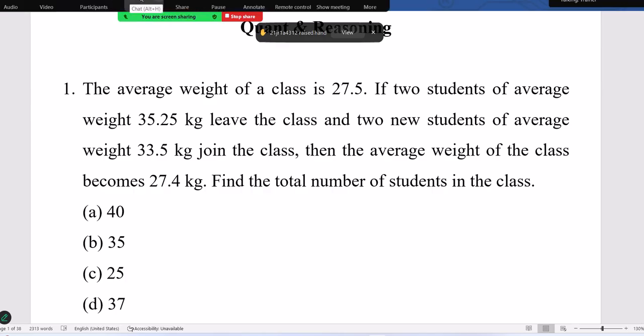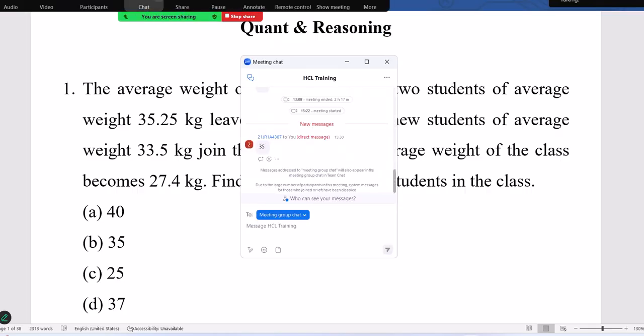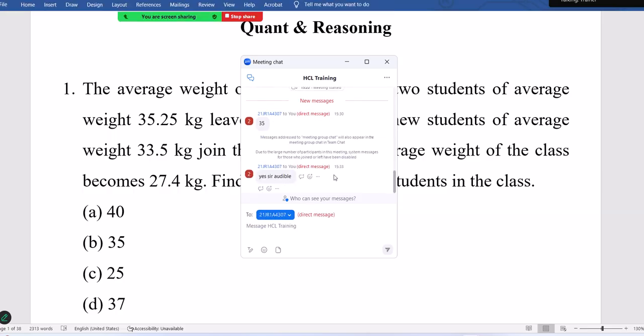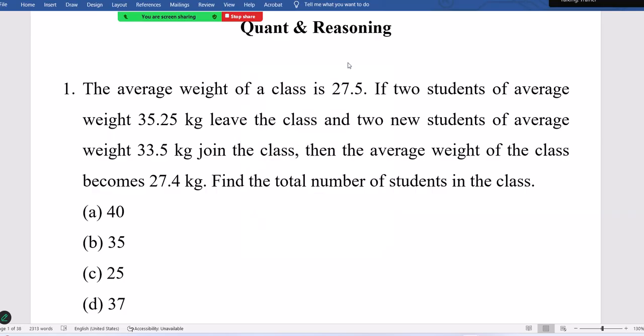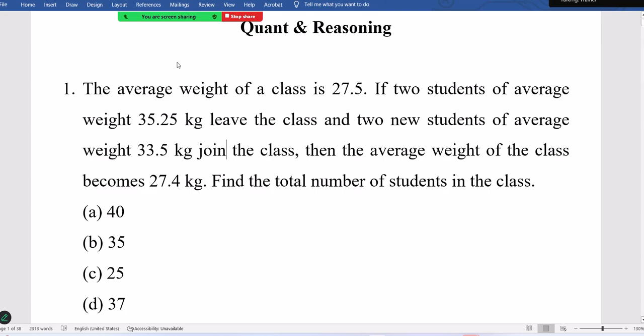Let me check once regarding voice. Okay, I hope I am audible. Hope I am audible, right? Yeah, fine, perfect. We'll go ahead. No need to raise hand. We'll see if you have any doubts at the end. Don't raise hand initially. Fine.